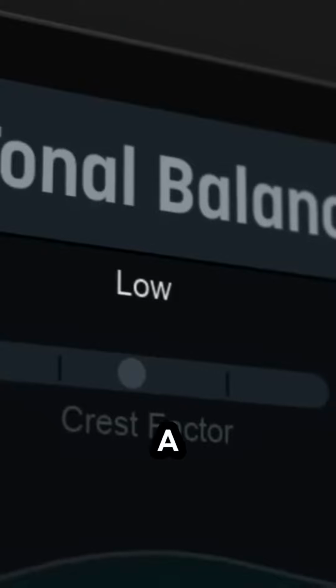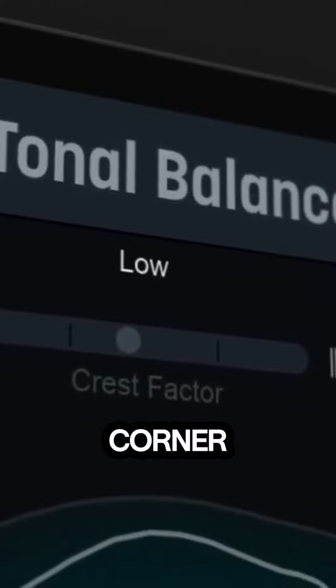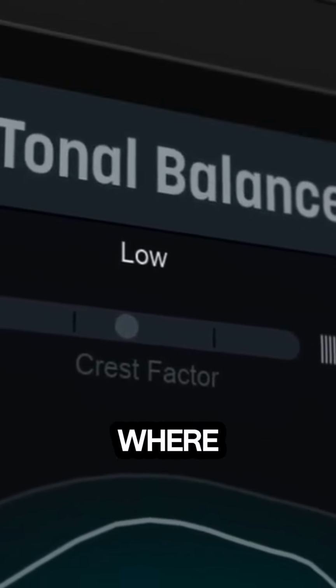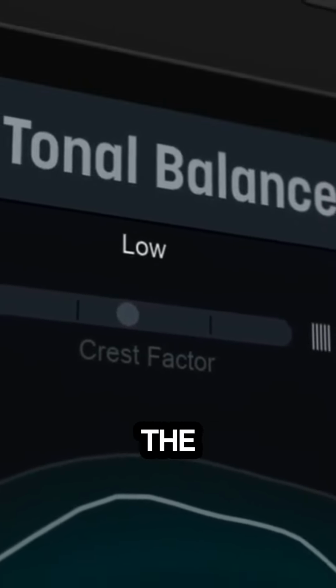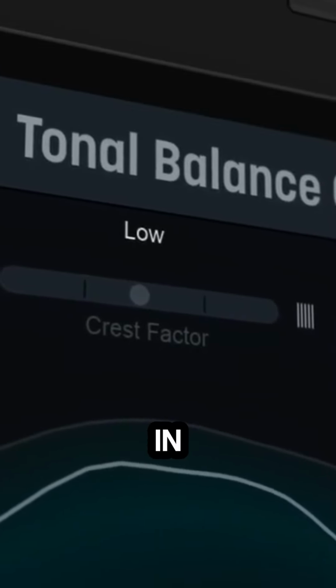A meter that shows you the spectrum will help you understand the proportion of low end to the rest of the spectrum. A tool that you'll find in the Tonal Balance Control meter, in the upper left-hand corner, shows the crest factor, or the relationship between the transient, the peak if you will, in the low end, and the sustain in the low end.